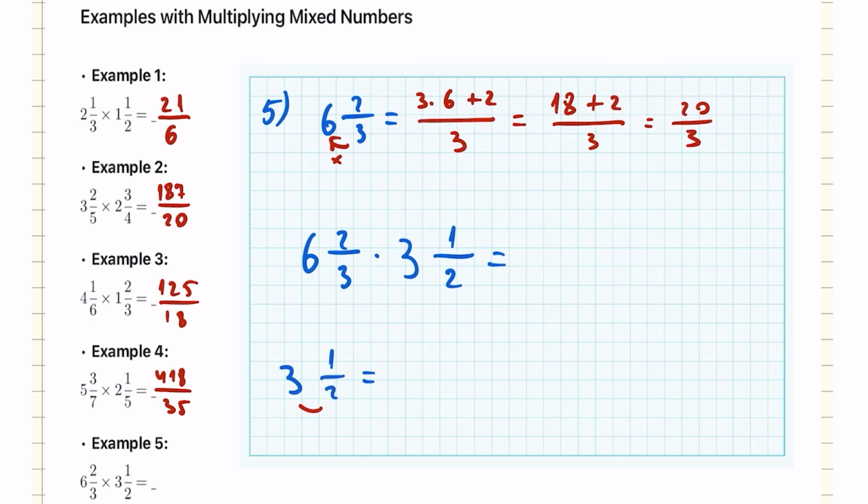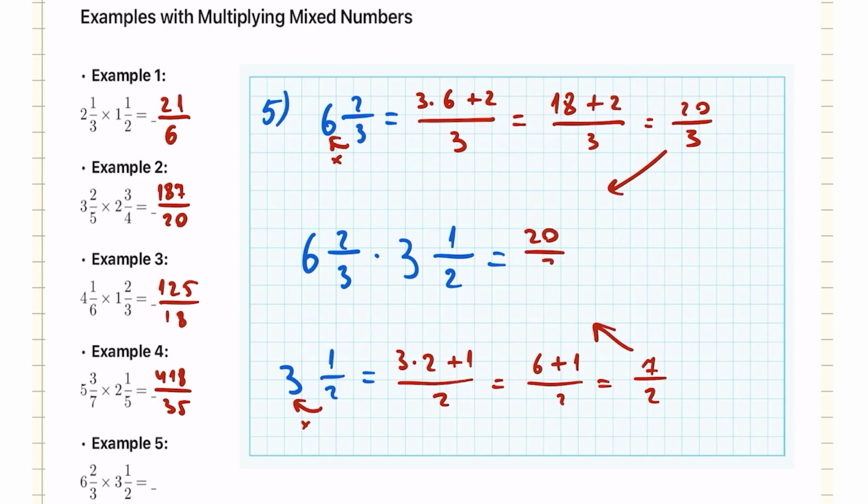Now second fraction, 3 and 1 over 2. It's 2 multiplied by 3 plus 1 over 2. We have 6 plus 1 over 2, which is 7 over 2. Now we can multiply. It will be 20 over 3 multiplied by 7 over 2, and it will be 20 times 7, 3 times 2. The answer is 140 over 6, and that's the answer.